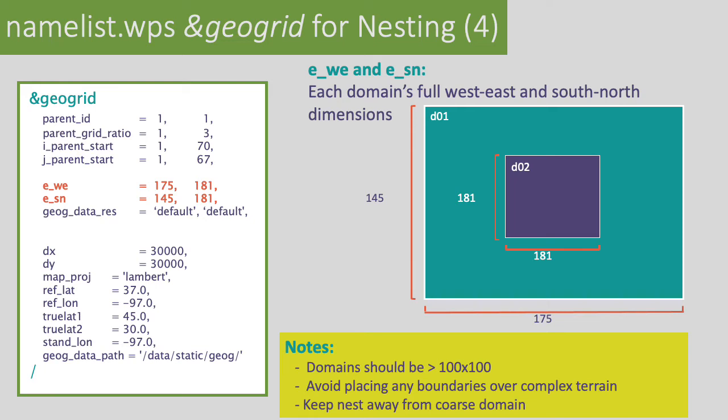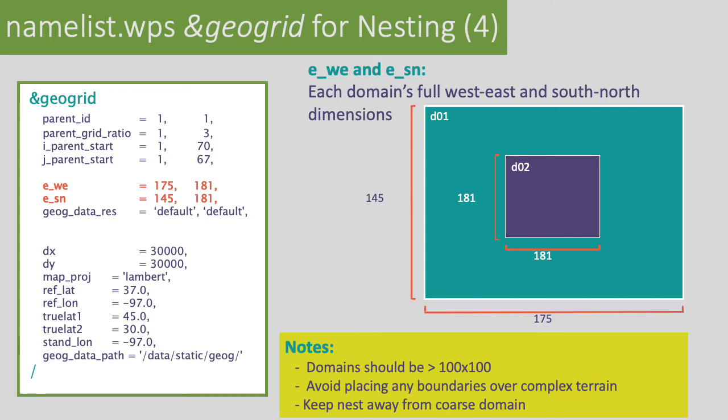The parameters e_we and e_sn represent the dimensions for each domain in the west to east direction and in the south to north direction. Actually, the E here at the beginning of the name means the ending point. Here, domain 1 has 175 points in the west to east direction and 145 points in the south to north direction, and domain 2 is 181 by 181.